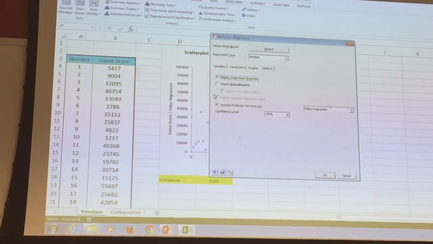So unclick this where it says include a prediction set. We haven't set one up. I don't want to do one yet. We'll come back to this in just a few minutes. So do your regression equation. Don't do a prediction set. I have looked at each tab, and I've made sure they're right. And now I click OK.